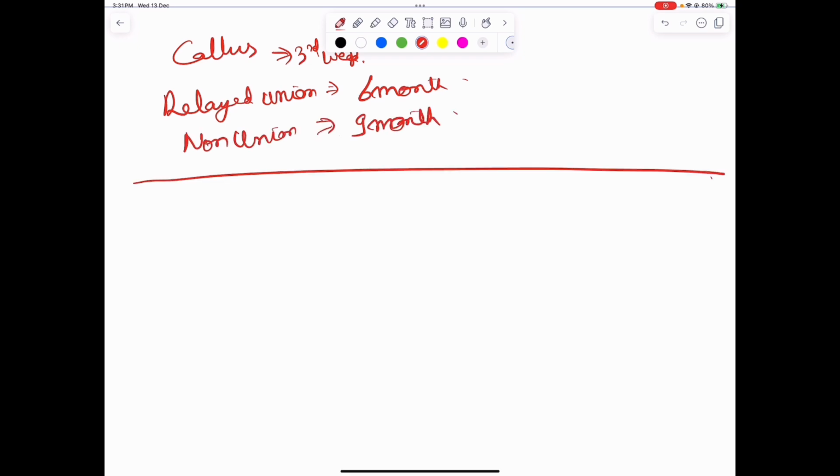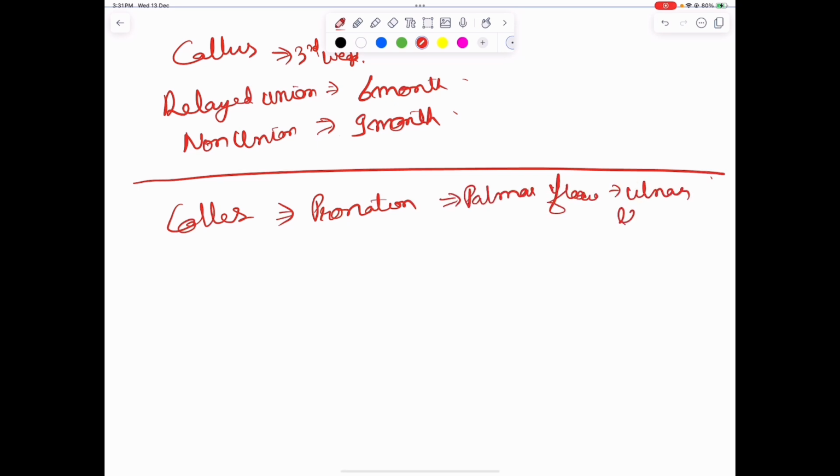Now in Colles fracture, they often ask what is the order of correction of the deformity. You have to remember the order. So what is the order in Colles fracture that we use? First is pronation, then palmar flexion, then ulnar deviation. This all can be remembered by the word propano.